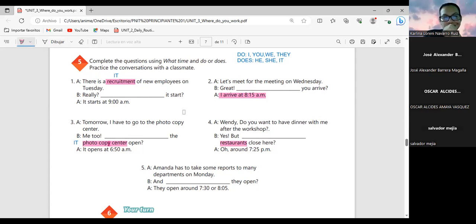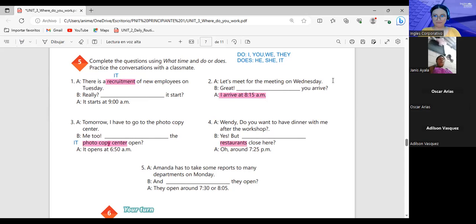It. ¿Quién más opina que es it? Es it porque no es persona. Es una cosa, un local. Vale. ¿Qué otra opinión surge? Y si le digo que no es it, ¿qué me dicen? Restaurants. Sí, sería. Why he? Porque sería él. El restaurante, él, pero él es para personas.